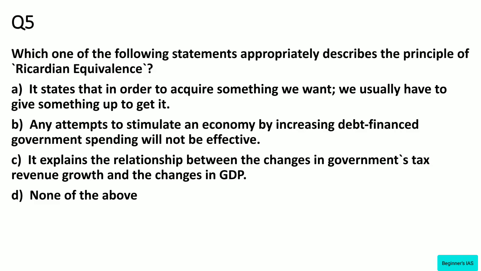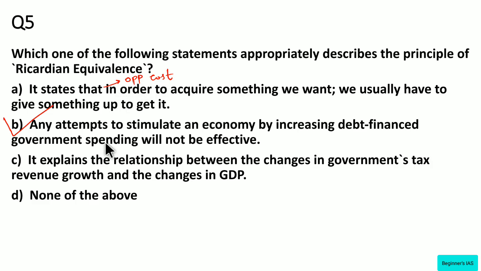So here the answer is, you have to know: any attempt to stimulate an economy by increasing debt to finance government spending will not be effective. Therefore, the answer would be B. What about statement A? This is called opportunity cost, that is, what a person sacrifices when they choose one option over another. To acquire something we want, we usually have to give up something to get it.